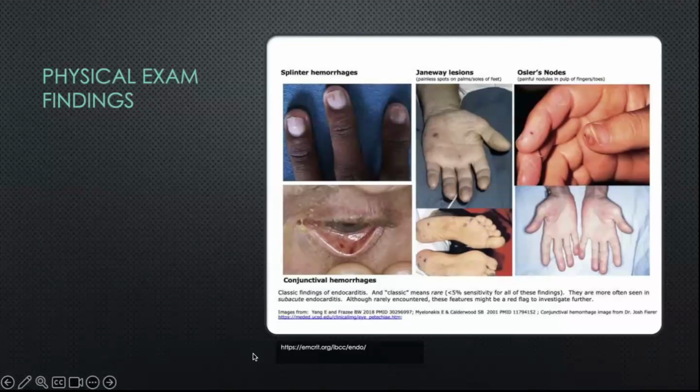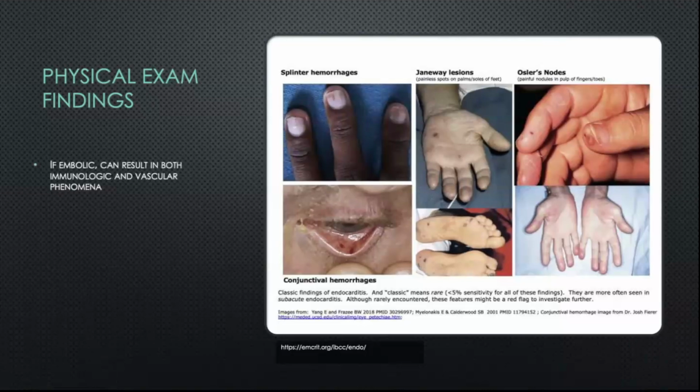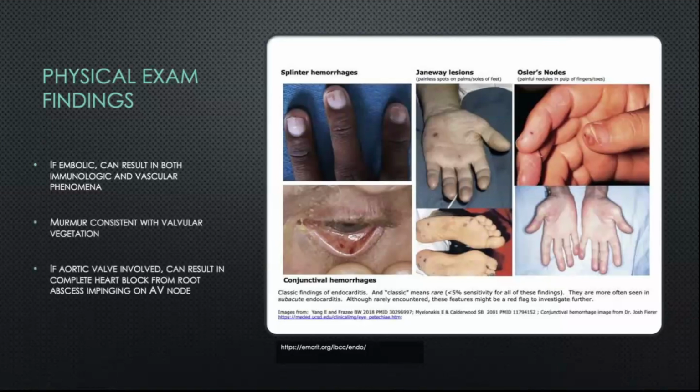So there are also very definitive physical exam findings for endocarditis. Basically, pieces of this can break off and shoot out to other parts of the body. So if embolic, you can see things like splinter hemorrhages, which are small bruises at the tips of the nails, Janeway lesions, which are on the palms and are usually non-painful, and Osler nodes, which usually happen at the tips of the fingers. All of these are embolic events, when things break off from the vegetation and go elsewhere as septic emboli.